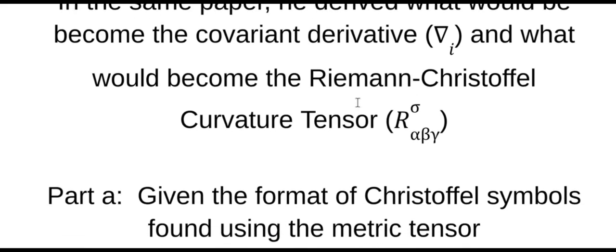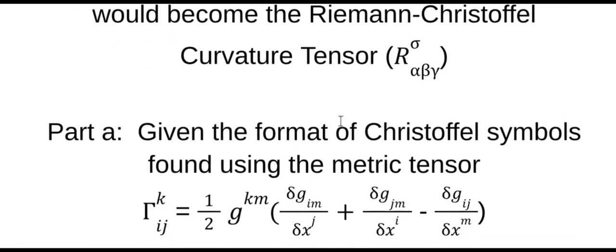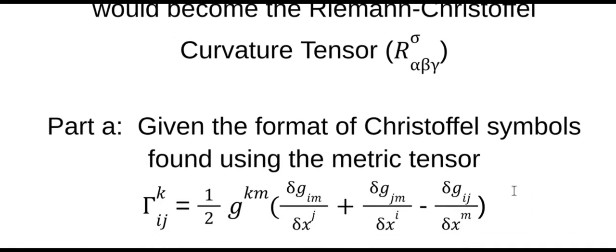Okay, given the format of Christoffel symbols found using the metric tensor, this is the format that everyone uses to find the Christoffel symbols, okay? And you can see here you have 3 free indexes, i, j, k. And so you know you have to put them in the same place. So k has to be in a contravariant position. The i's and j's have to be in the covariant positions, right?